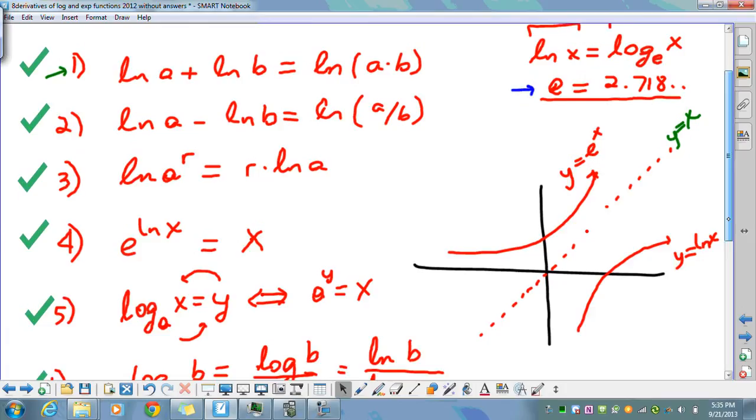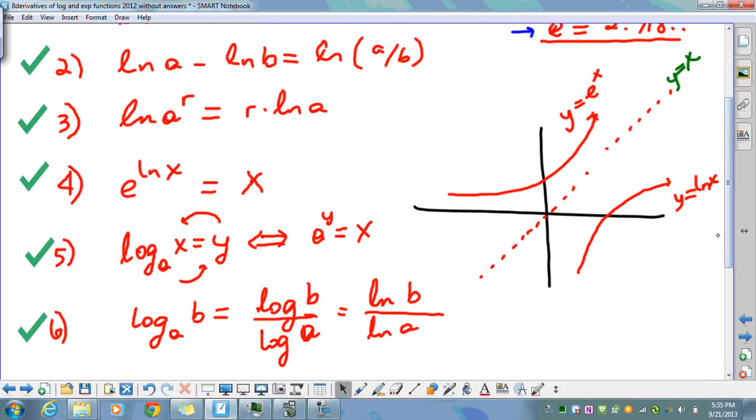And one more property, actually 2 more, and then we'll be able to do some examples. Okay, property number 5 shows us how to get rid of a log. So if you have an equation that has a log in it, it shows us how to write that in exponential format. So logarithm to the base a of x equals y, if and only if, that means you can go this way, also backwards.